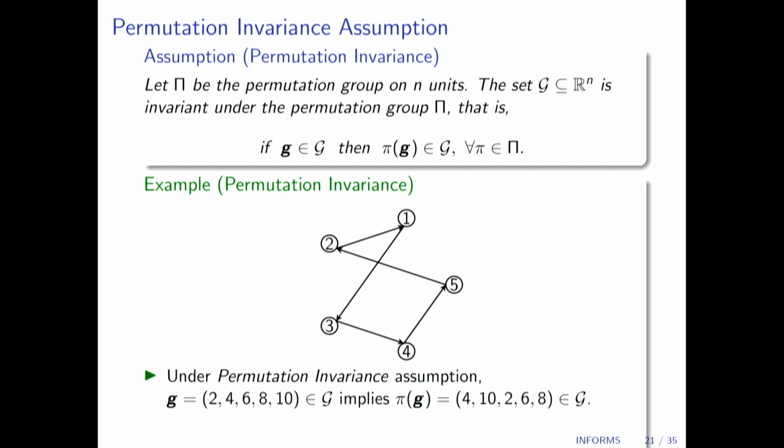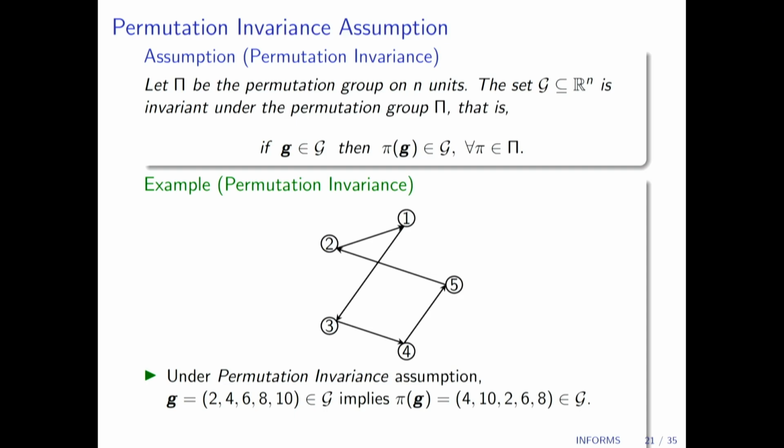So if this vector is such that unit 1 takes value 2, unit 2 takes value 4, unit 3 takes value 6, and so on and so forth, then this specific permutation is going to give us a second vector. And the second vector on the first element is 4. Where does the 4 come from? The 4 comes from the second value of the previous vector, and this permutation permutes the first value to the second place. And so this is an illustration of a permutation.